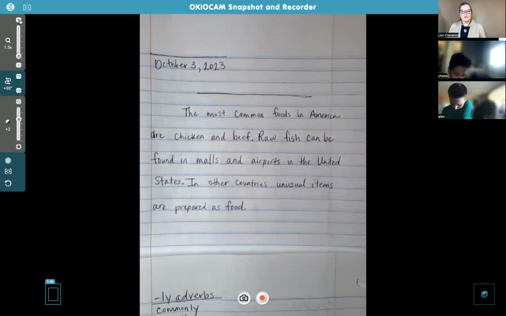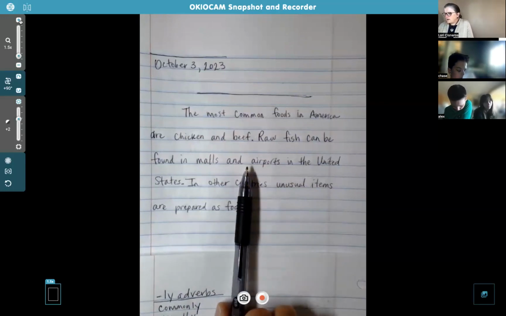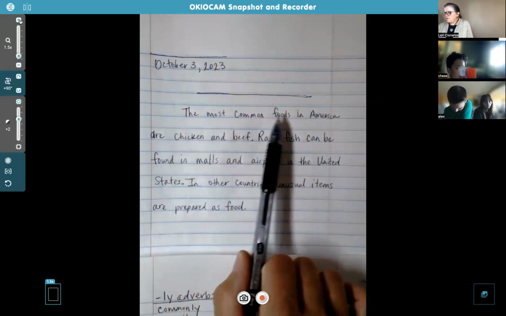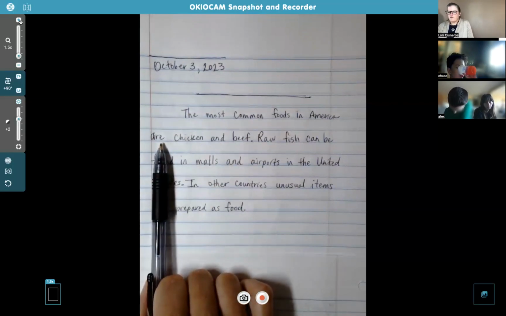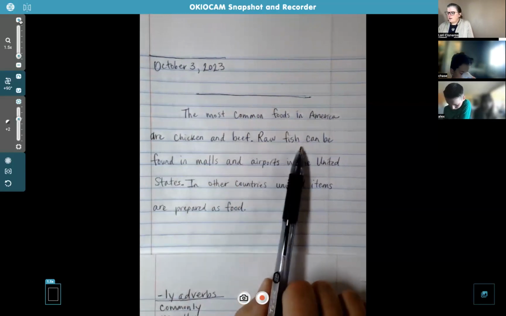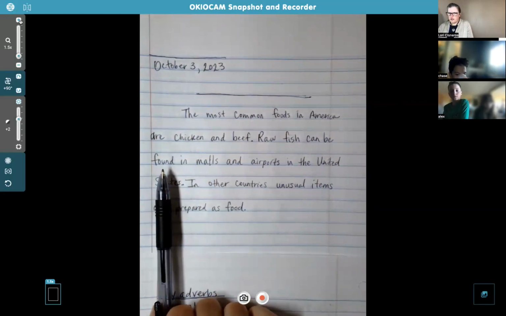When you're looking for a spot for an ly adverb, and I know when you're typing, you're going to be able to just type it in the space that you want, but I want to just give you an example of how to find a spot for it. You're going to look for those verbs. So when I look through here, I see the most common foods in America are chicken and beef. So that word are is actually the verb in that sentence. Raw fish can be found. So can be found is the verb.